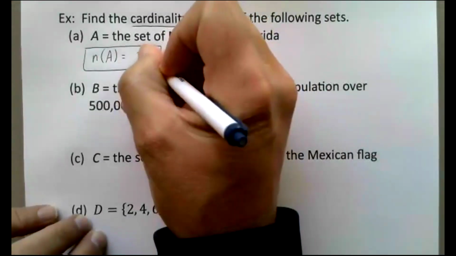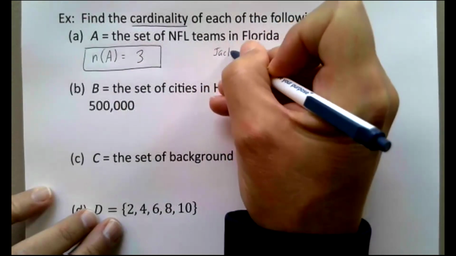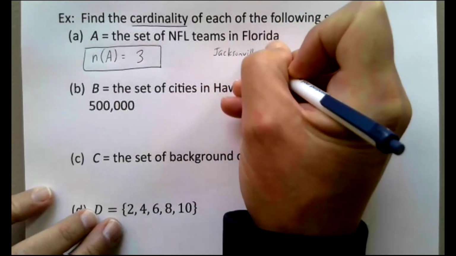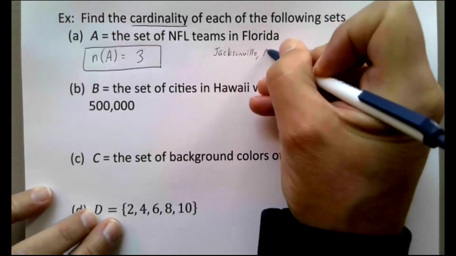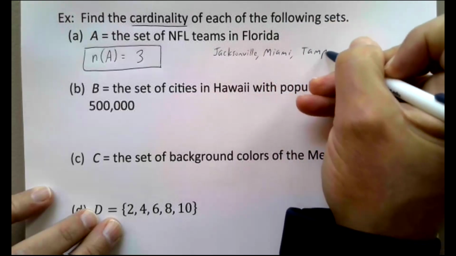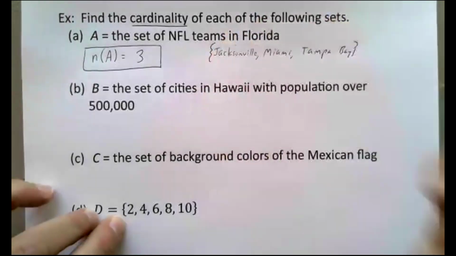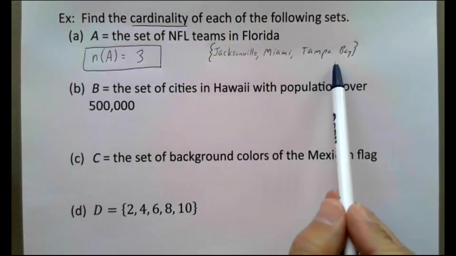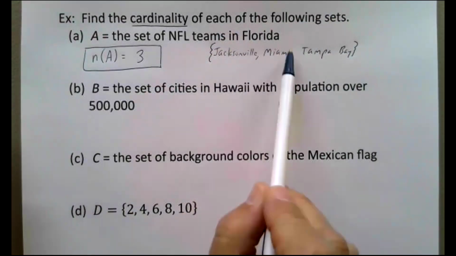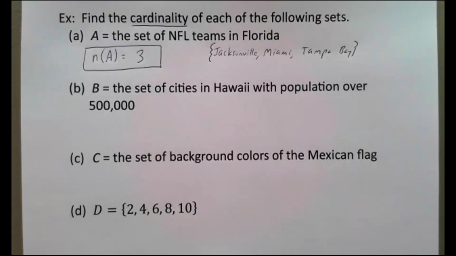I'm going to tell you the answer is 3. Those teams are the Jacksonville Jaguars, the Miami Dolphins, and the Tampa Bay Buccaneers. So again, it's not a bad idea to write this down, but that's not my answer. My answer is 1, 2, 3. My answer is 3 because the cardinality is not necessarily asking you for the set. It's asking you how many elements are in that set.